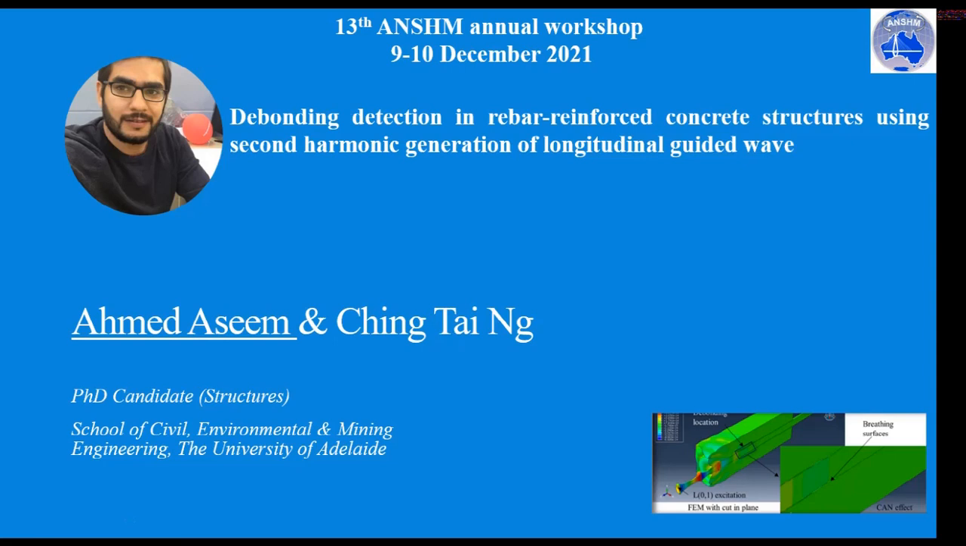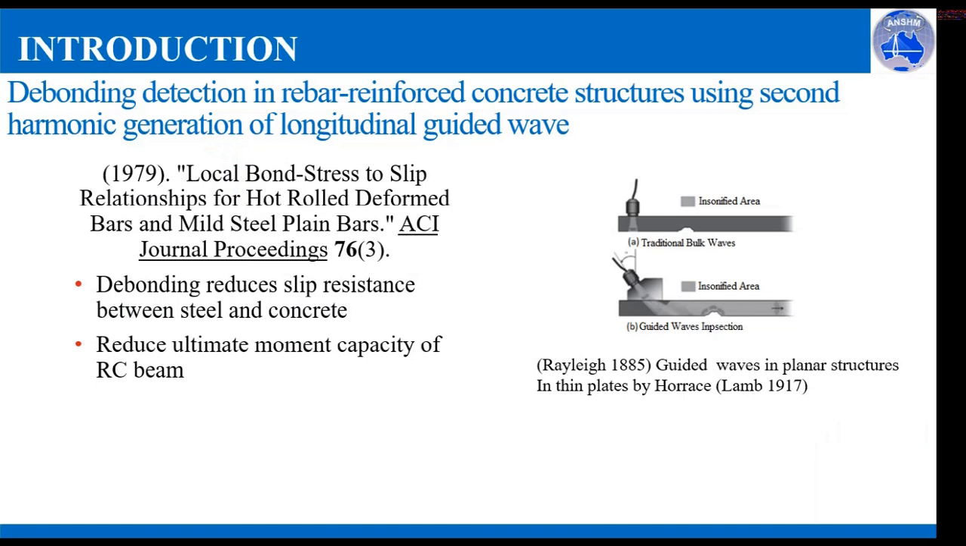The topic of my discussion is debonding detection in rebar reinforced concrete structures using second harmonic generation of longitudinal guided waves. As seen in the literature, the debonding present between the steel rebar and the concrete can cause reduction in the strength. It can reduce the slip resistance between the steel rebar and the concrete and can ultimately reduce the bending capacity of the beam, causing the failure of the structure at earlier stages.